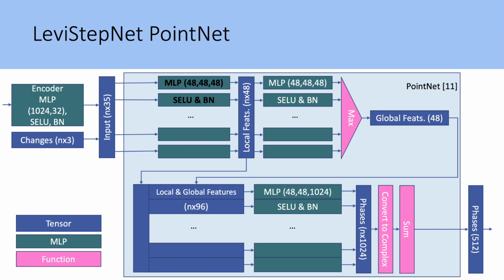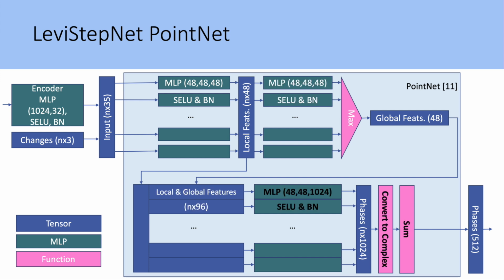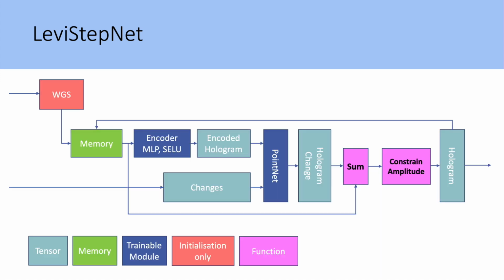These are then passed into a multi-layer perceptron, MLP, which operates on each point individually. This results in a set of local features. Local features are then passed into another set of MLPs. The output of these are then passed into a symmetric max function, and as such gives a vector of global features. These local and global features are then passed into a final set of MLPs to give 512 numbers representing the residuals for the phases of the PATs. These phases are then summed with the previous frame's phases, and the amplitudes are all constrained to be 1.